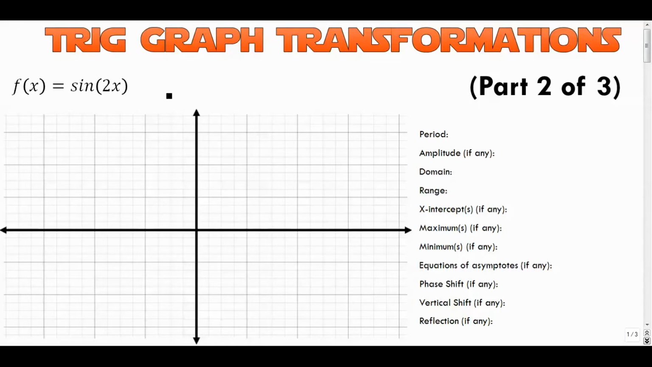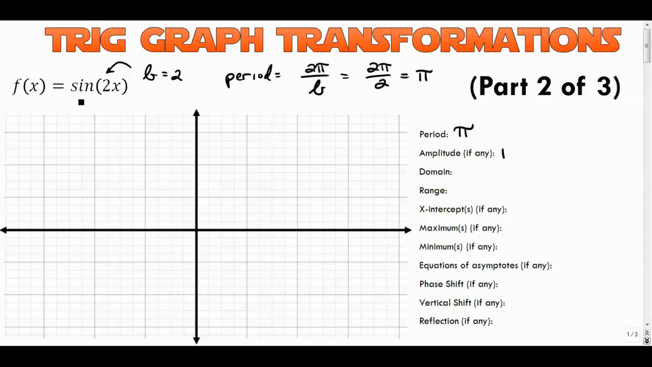In this graph right here, we have no difference in our amplitude. Our amplitude is still 1. We have a B value of 2, so that means our period, the period formula for sine is normally 2 pi, but let's divide that by B. For sine and cosine, and their reciprocals, it's 2 pi over B, so 2 pi over 2, so the period now is pi.